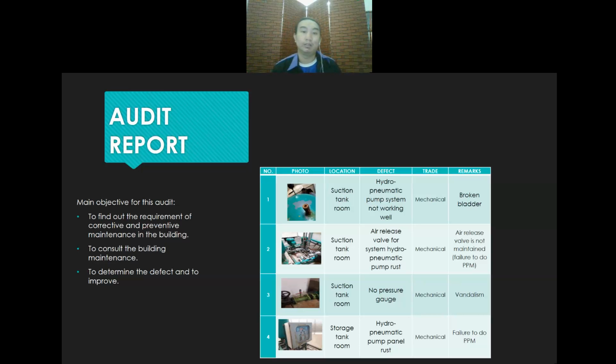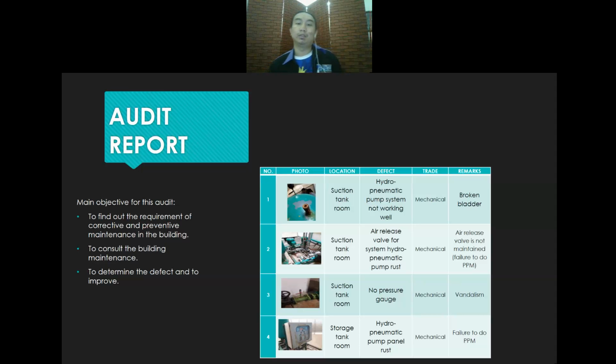Secondly, inside the suction tank room, there is an air release valve for the hydropneumatic pump system that is rusted. When the air valve is rusted, the air cannot be released to the outside. This is due to the failure to do PPM. It is not maintained. Thirdly, in the same room, there is no pressure gauge at the valve. According to the workers, this is due to vandalism.